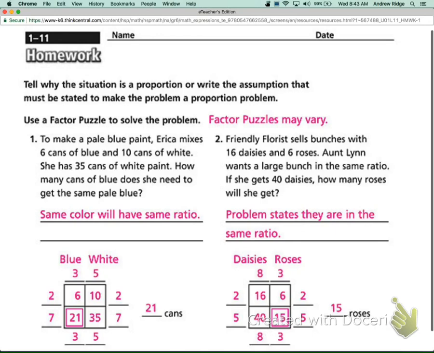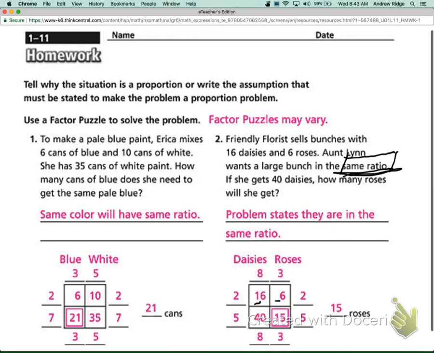Alrighty. Friendly Florist sells bunches with 16 daisies and 6 roses. Aunt Lynn wants a large bunch in the same ratio. She gets 40 daisies. How many roses will she get? Now, it says right here, same ratio. So we really don't have to assume anything because it tells us right off the bat that this is a ratio problem.